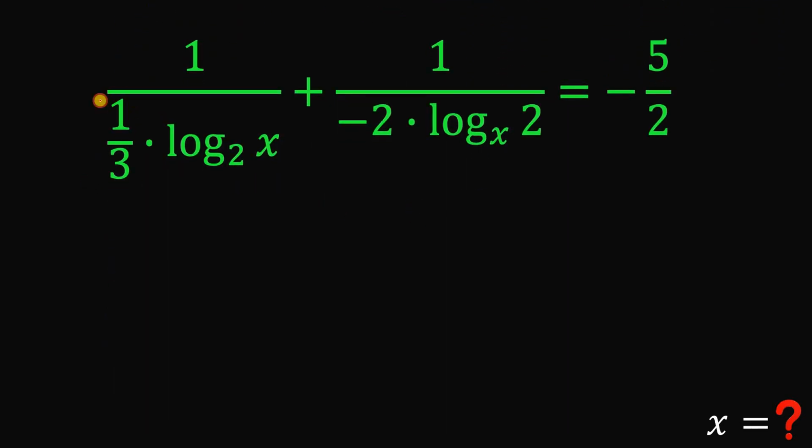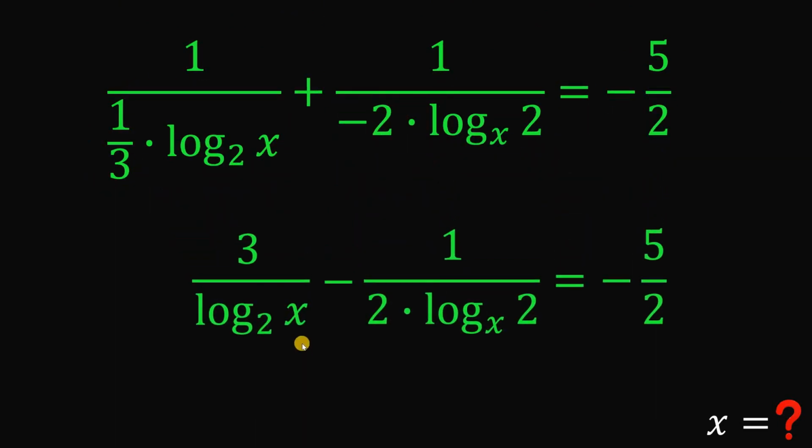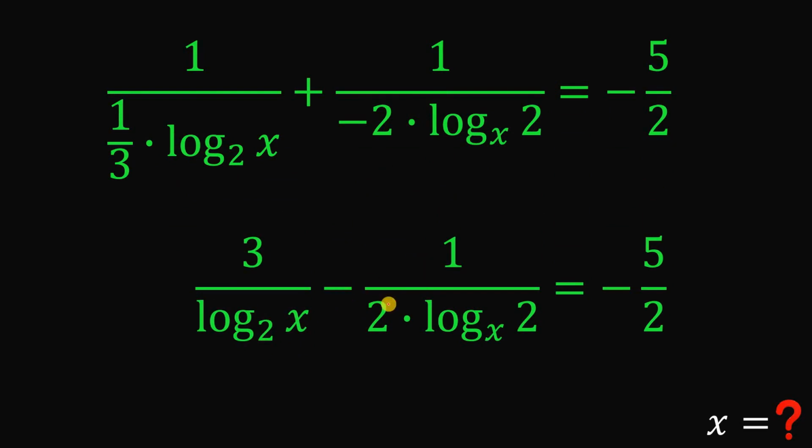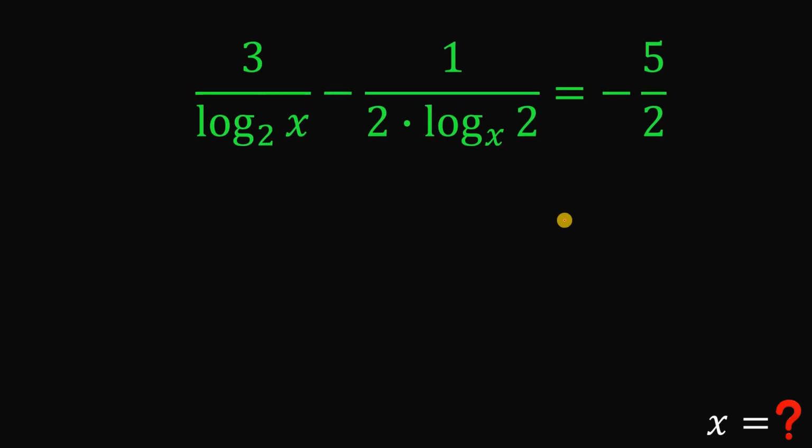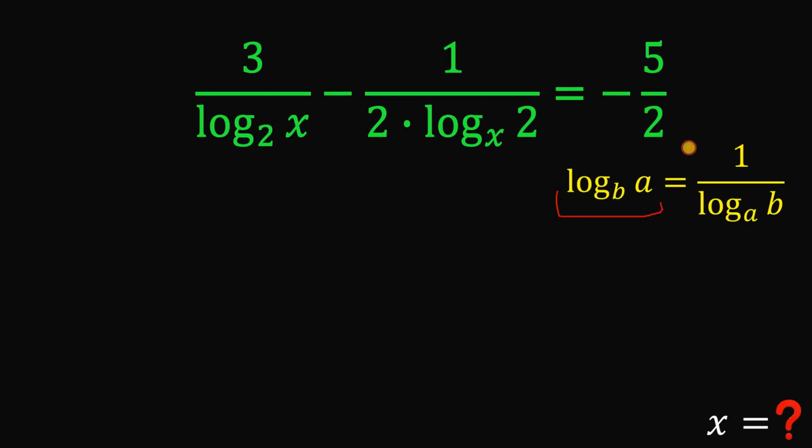And then what we're going to do is to simplify this denominator. So our equation can be written as 3 over logarithm of x to the base of 2 minus 1 over 2 times logarithm of 2 to the base of x. Now, let's focus on this and take note of this law of logarithm. When we have logarithm of a to the base of b, this can be written as 1 over logarithm of b to the base of a.